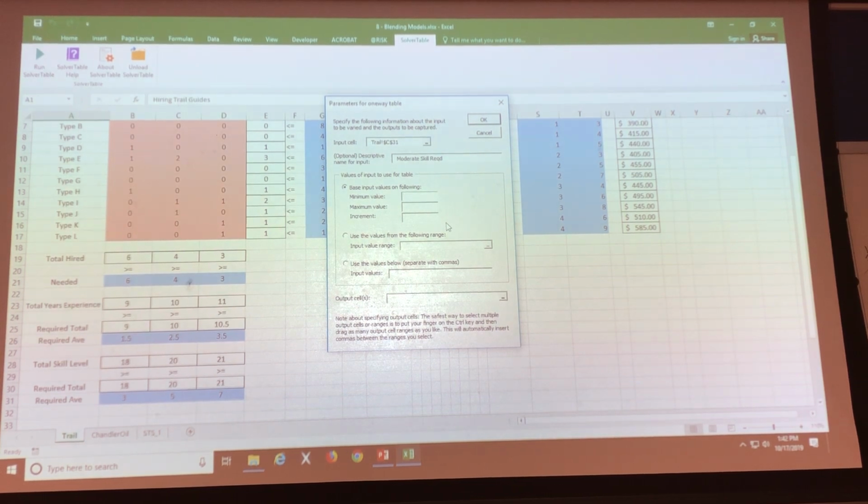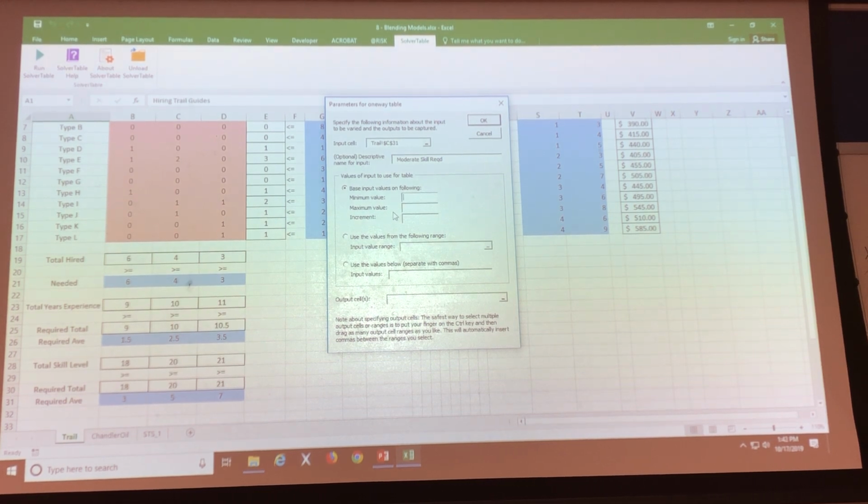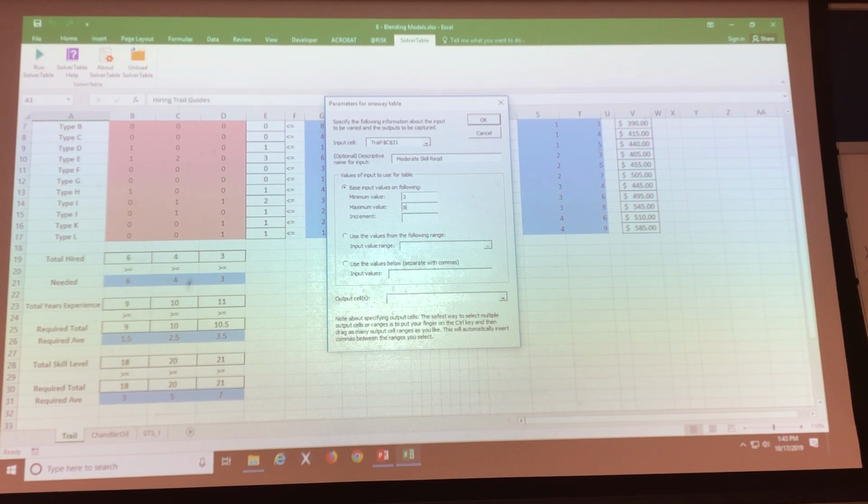Okay. I don't have parameters on here, so I'll tell you these just real quick. I just decided to have it go from 3 to 8, kind of up and down from where we are now, in steps of 1. It'll give us good output. So, go from 3 to 8 in steps of 1.